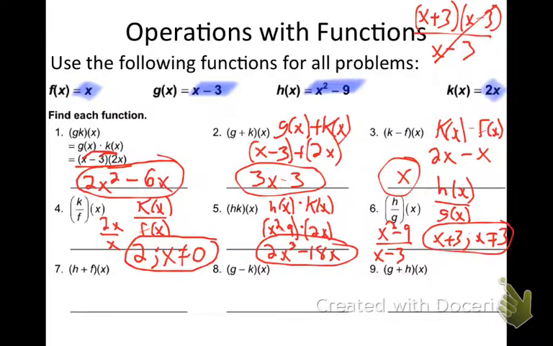Take a couple seconds to try the last 3. Try number 7, 8, and 9 with respect to simplification. Number 7. H plus f of x is really just h of x plus f of x. What did you get for that one, Andy? X squared plus x minus 9. Nice job. Number 8. G minus k of x. So which is really g of x minus k of x. What do you get when you get g of x minus k of x, Jack?